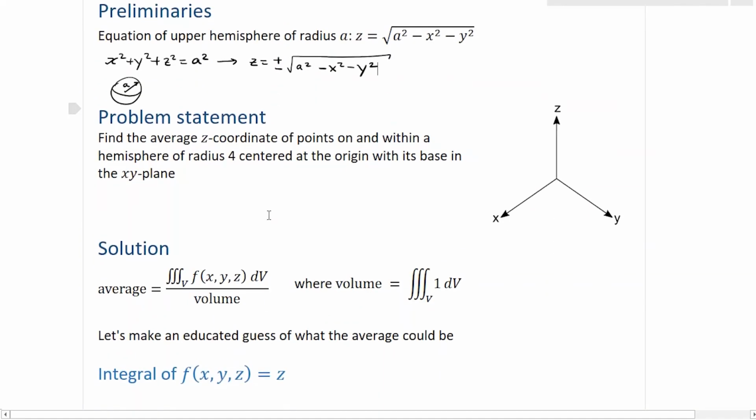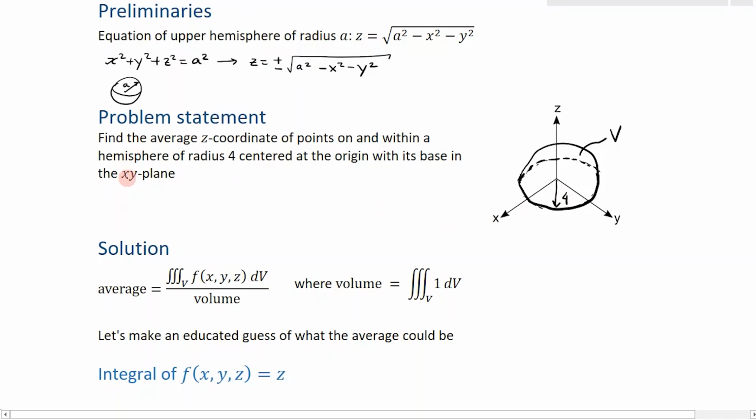Now let's move on to the actual problem. The problem asks to find the average z-coordinate of points on and within a hemisphere of radius 4 centered at the origin with its base in the xy plane. So the hemisphere would be like this. This is the base. This is the top dome. So it looks something like this. This is the region, let's call it V, or the volume of this region would be V. The radius is 4.